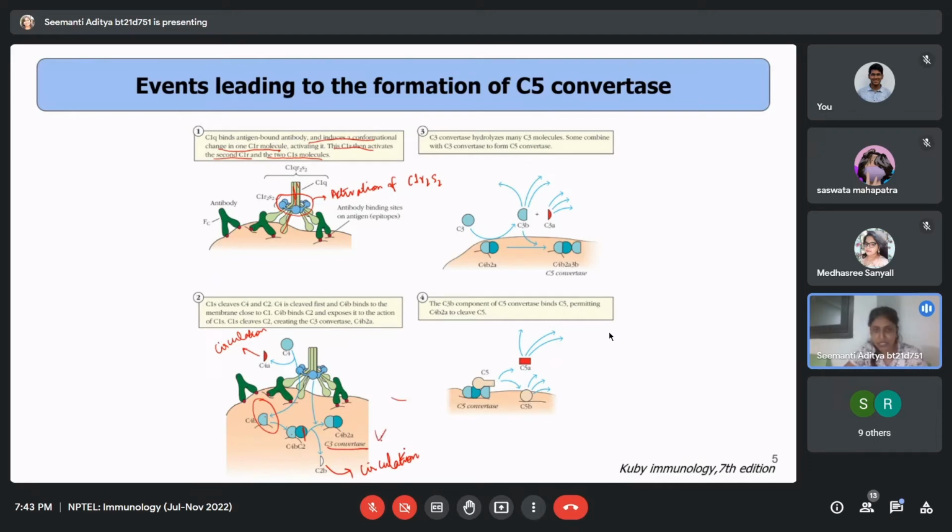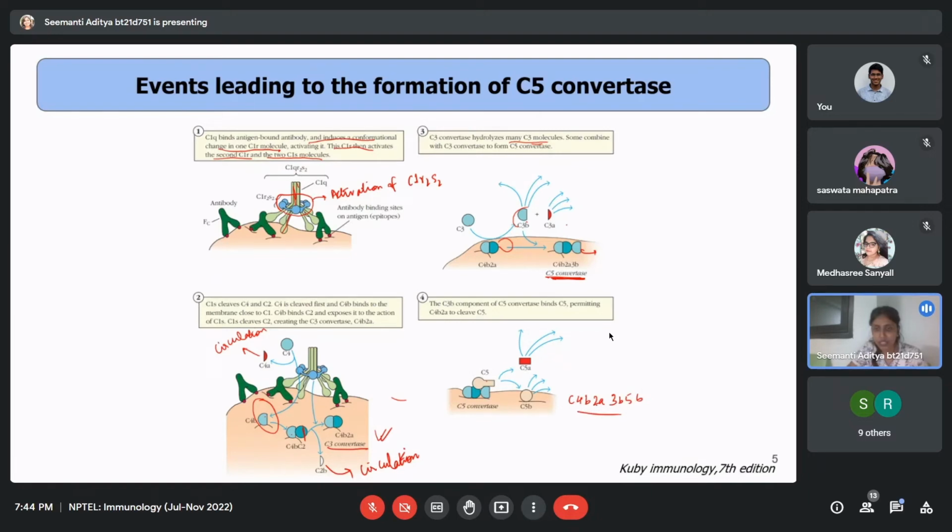Now, once the C3 convertase is formed, it will hydrolyze many C3 molecules. So C3 molecules will be hydrolyzed into C3b and C3a, of which this C3b will again come and attach over here and form C4b, 2a, 3b. This is the C5 convertase, and this C5 convertase will bind to C5, where C5a and C5b will be formed, and again C5b will be attached over here. So your total complex will be C4b, 2a, 3b, 5b. So this is the C5 convertase.